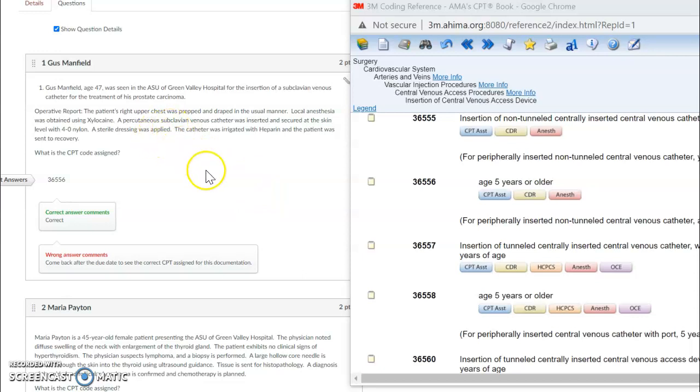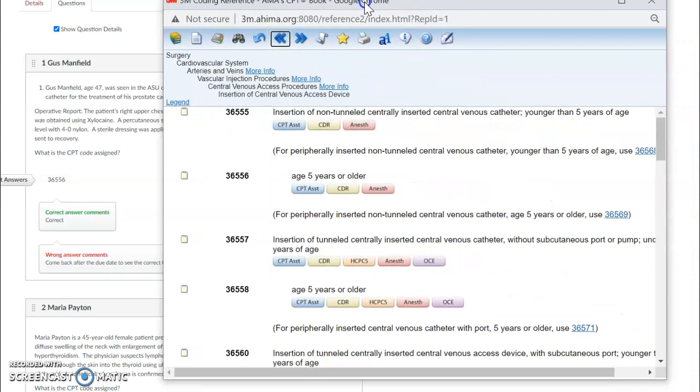The right upper chest was prepped, draped, local anesthetic. Then we have a percutaneous subclavian venous catheter. This was inserted and secured at the level. They did the sterile dressing, catheter was irrigated, and the patient was sent to recovery. So a couple of different things we want to look at here. I have an insertion of a non-tunneled, centrally inserted central venous catheter.